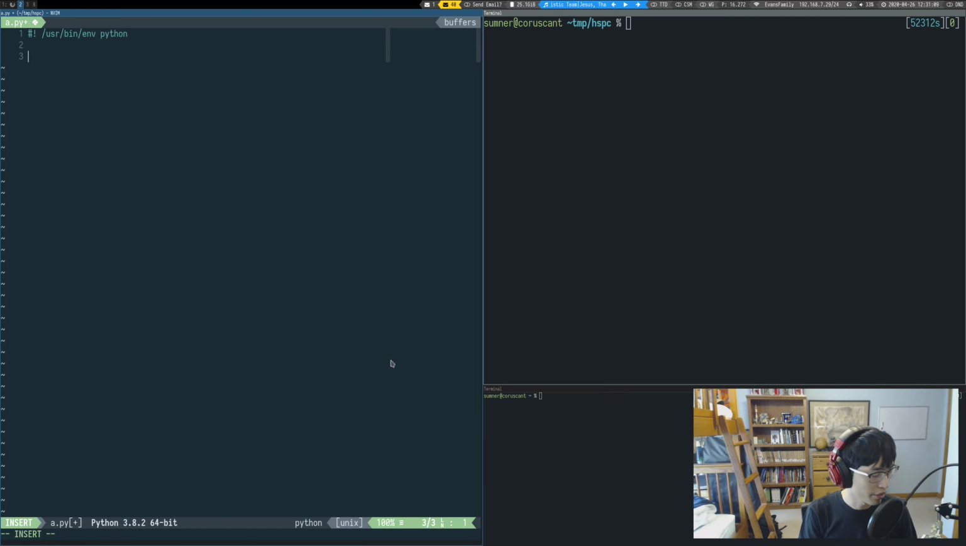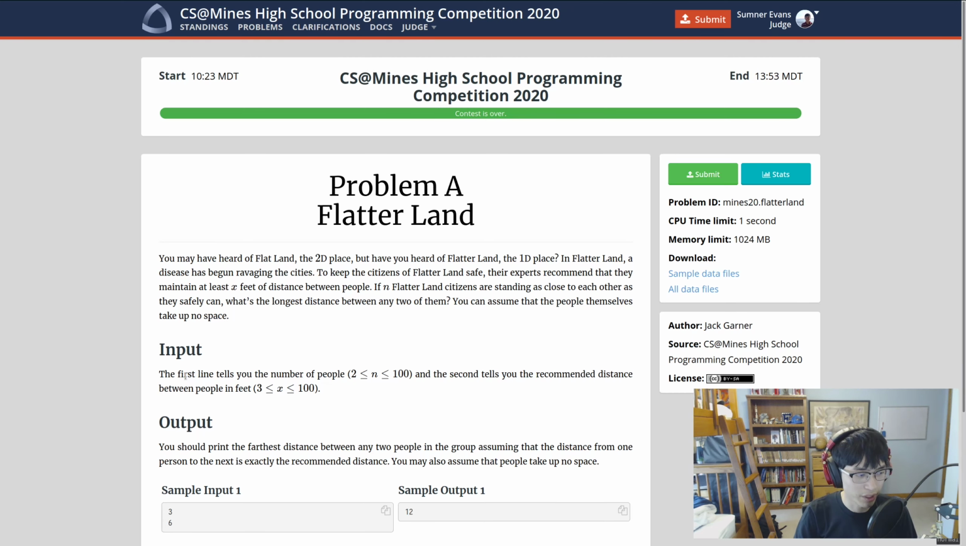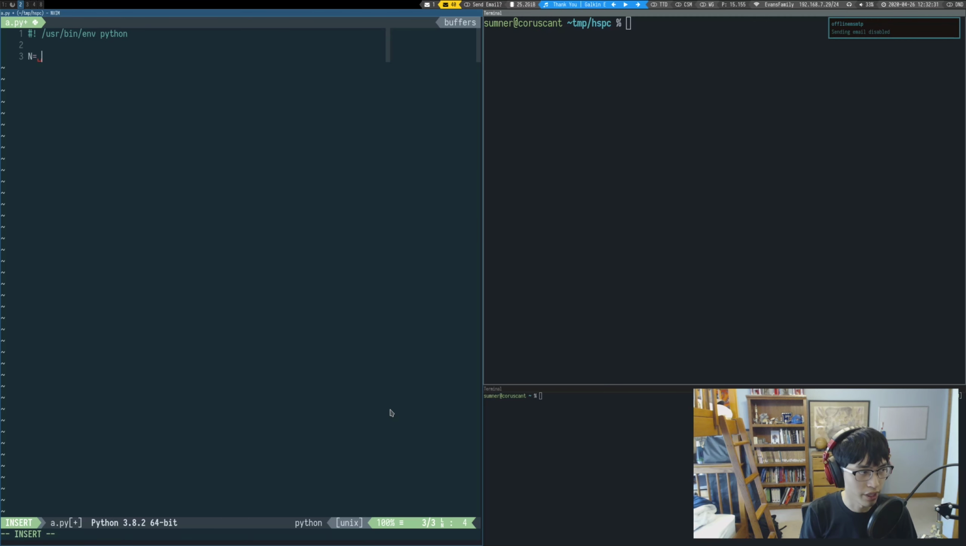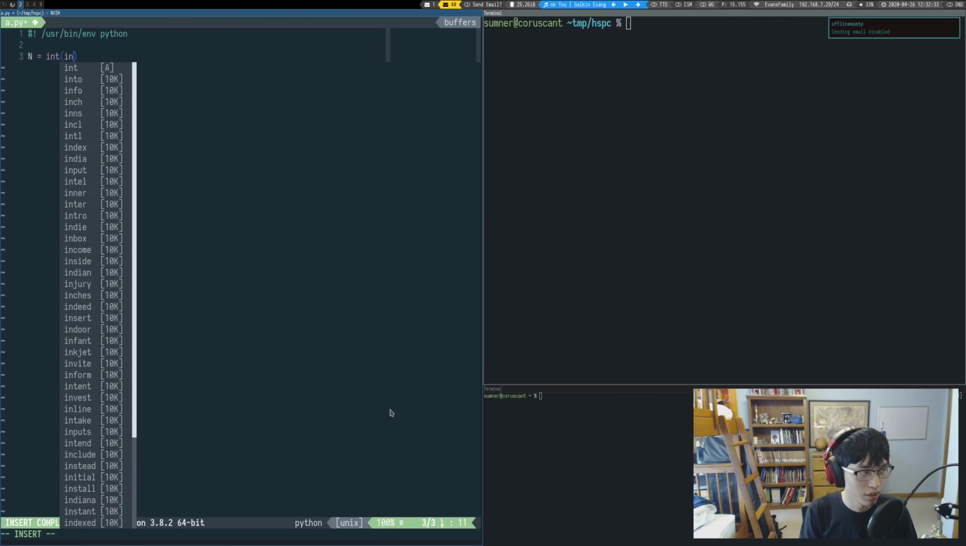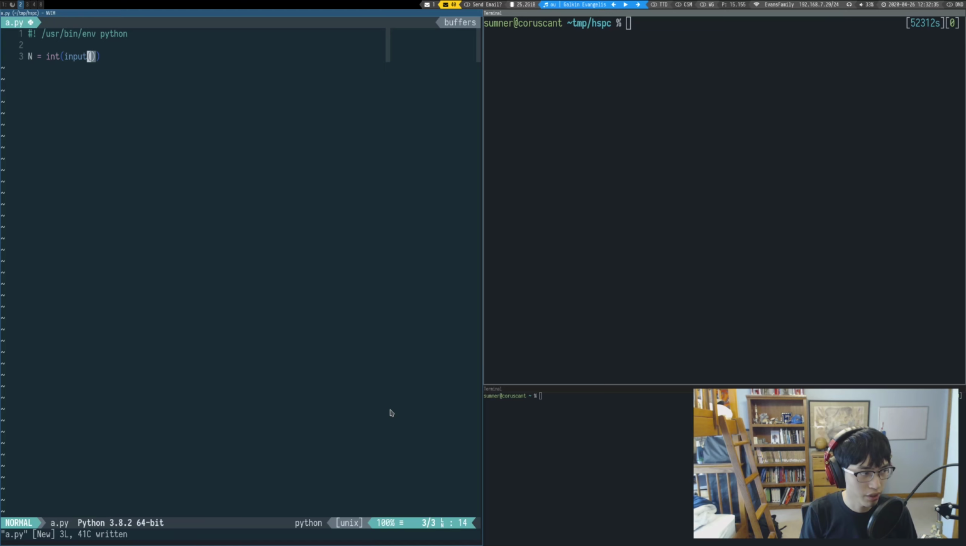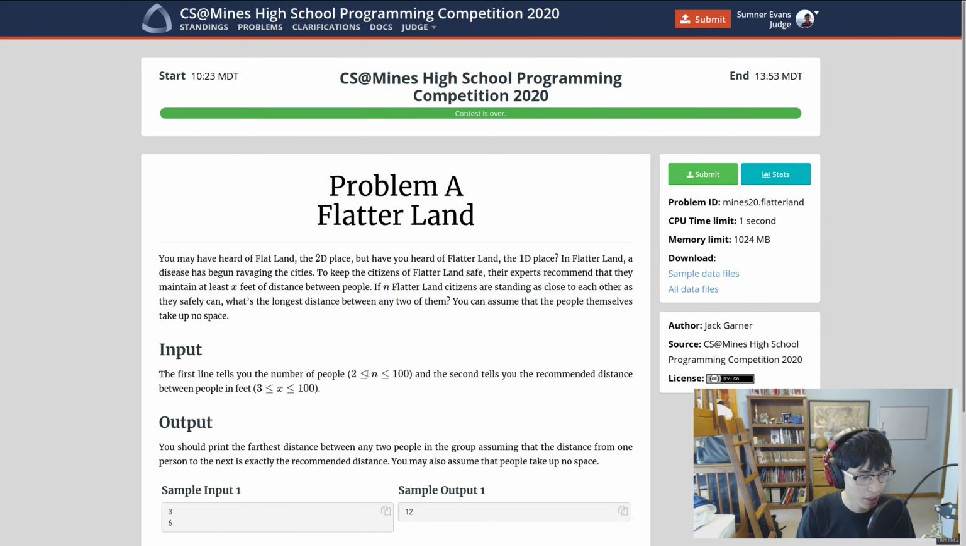And the first thing that we need to do is read in the input. Pretty much, I just always start at the top of my program with reading in the input. And the first input is from the description. The first line tells us the number of people, which is n. So n equals int of input. And it's important to convert whatever input you have to the correct data type. In this case, we can't have fractional people, so it's an integer.